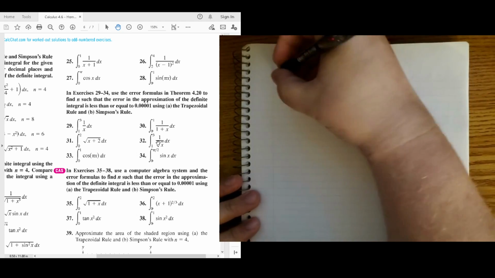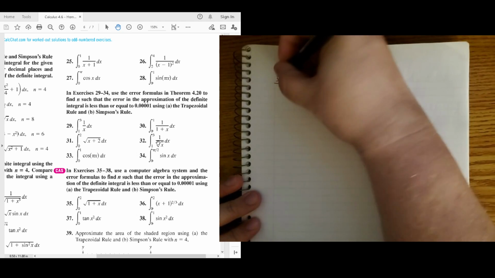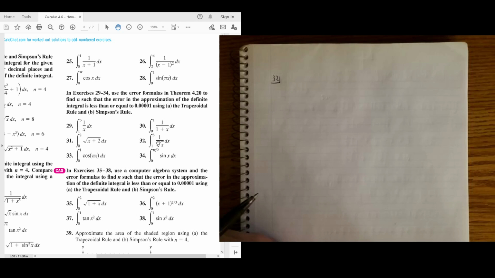So let's look at our first example here. To do this, we're going to look at some problems from the text. Okay, so you guys are tasked with doing the odds. So let's do an even. Let's do number 32. It says, use the error formulas in Theorem 4.20 to find n such that the error in the approximation of the definite integral is less than or equal to 0.00001 using the trapezoidal rule and Simpson's rule.